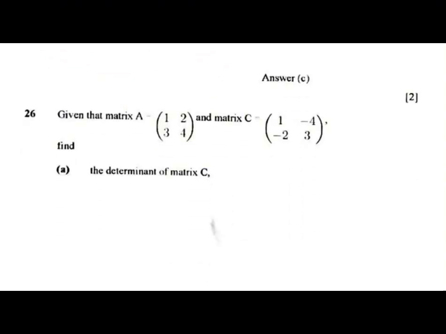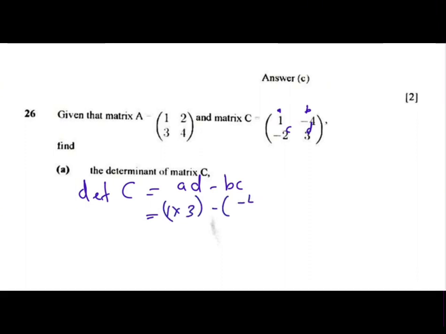Question 26: given the matrices A = (1 2; 3 4) and C = (1 -4; -2 3), find the determinant of C. The determinant is found by multiplying A times D, then subtracting B times C. A, B, C, and D, that's the order there. So A times D is 1 times 3, minus B, which is -4, times C, which is -2. 1 times 3 is 3, minus -4 times -2, which gives positive 8. So 3 minus 8 equals -5. That's the determinant of matrix C.